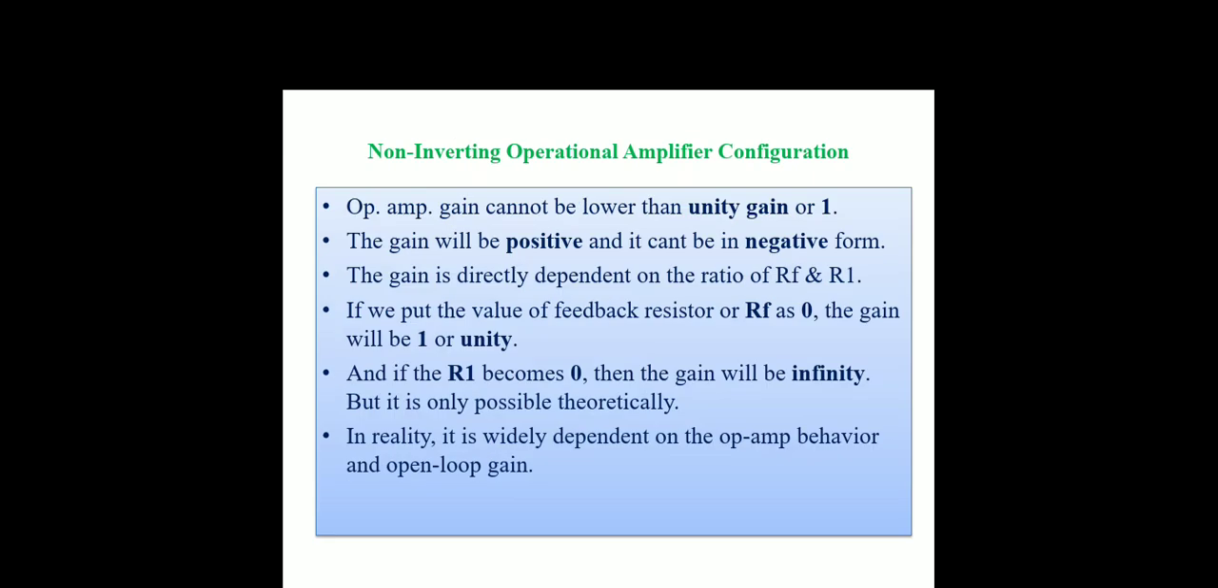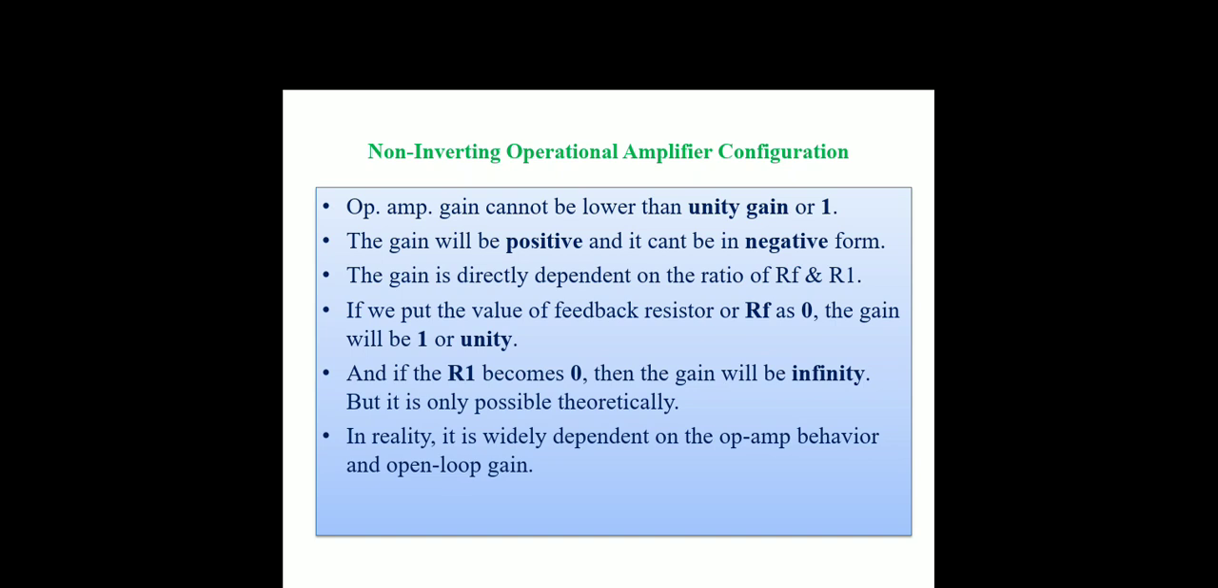So by this factor, op-amp gain cannot be lower than 1, because we have seen the formula is 1 plus RF upon R1, that is 1 plus something. So it cannot be lower than 1. Again, gain will be positive and not in negative form. Gain is directly dependent on the ratio of RF and R1.